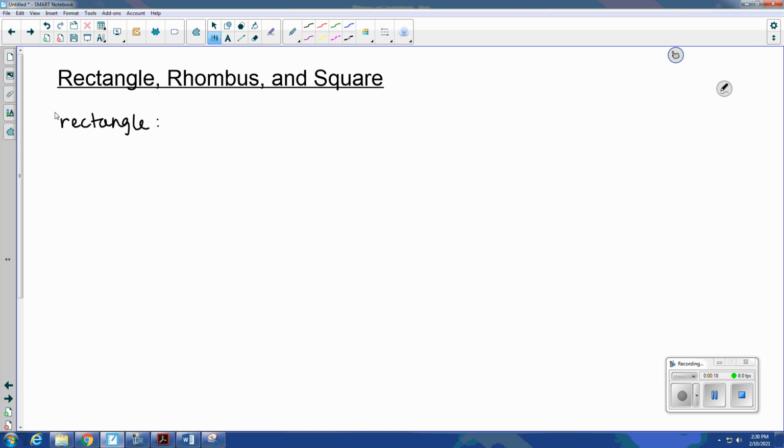The rectangle is the quadrilateral with four congruent angles, or I'll just say all angles congruent. The rhombus is the quadrilateral, the four-sided polygon, where all sides are congruent. And the square is the four-sided polygon, the quadrilateral, where all sides and angles are congruent.